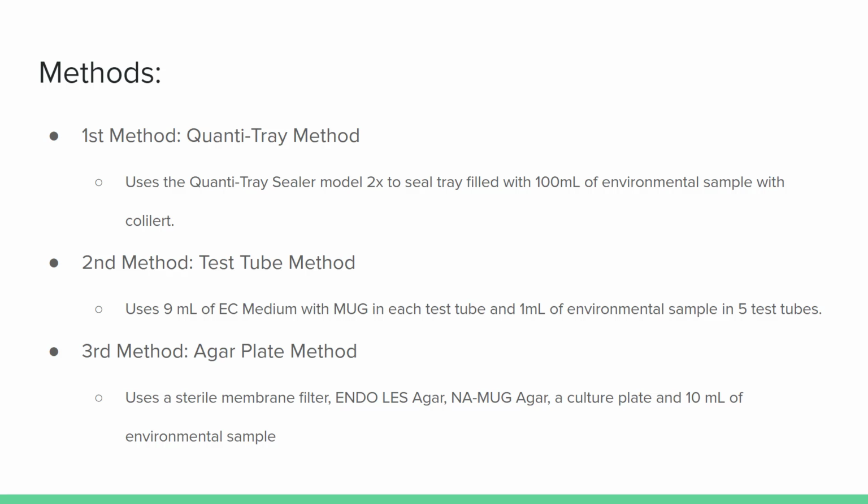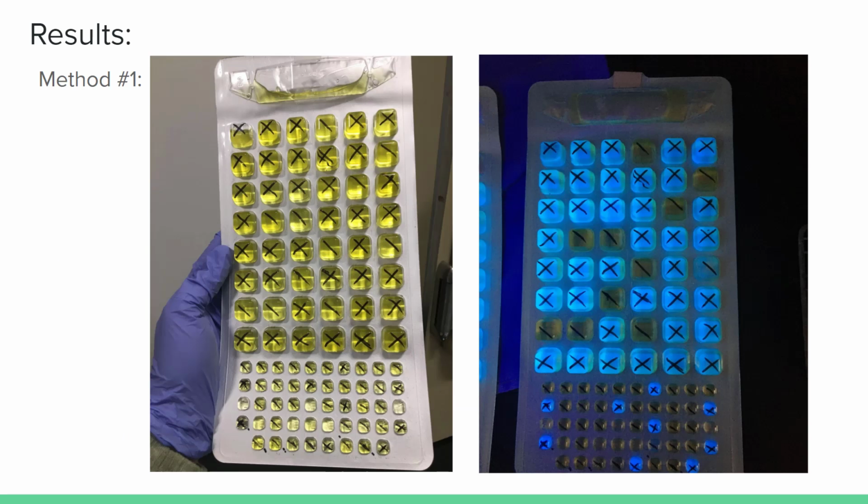The first method, which is the Quanti-Tray method, these are 2 images. The first image shows yellow, and this is after the incubation. The yellow indicates coliform. In the second image, the fluorescence indicates positive for E. coli.